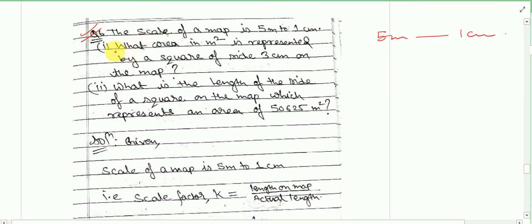So this is given to you, and then they want you to find what area in meter square is represented by a square of side 3 centimeter on the map. So they want to know that if on a map there is one square whose side is 3 centimeter, then what would be its actual area in meter square.